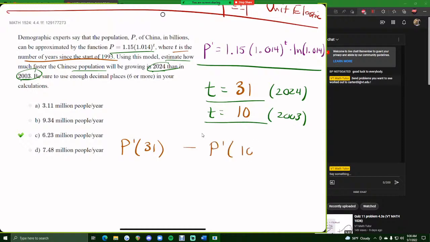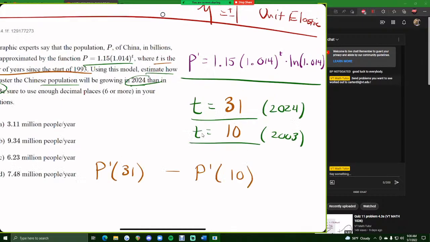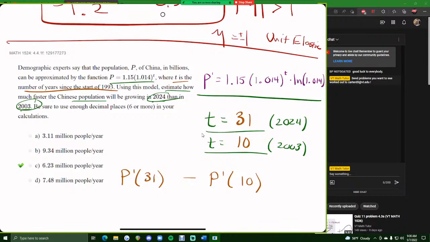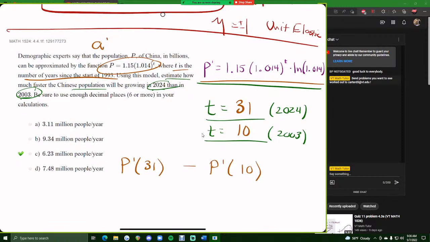And we want to find P prime at 10. And then we want to subtract the two. Something I haven't yet mentioned is this whole derivative of P. Something nice is that P prime will always be this because the P function they give you is always this. But also, this uses the exponential rule for derivatives. That is, a to the t has a derivative of a to the t times ln of a, where a is a constant. All right, let's keep rolling.